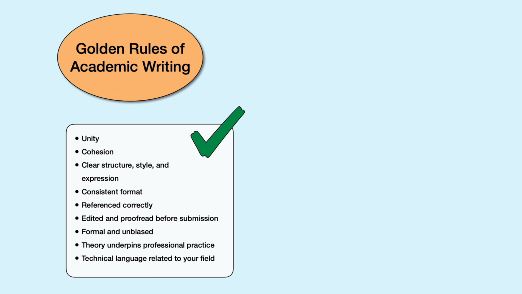As mentioned previously, remain formal and unbiased. Think about the theory and ensure that it underpins your professional practice. And think about the technical language you might use related to your field, so we can tell your assignments apart from a geography student or a history student. We know you are a careers apprentice.